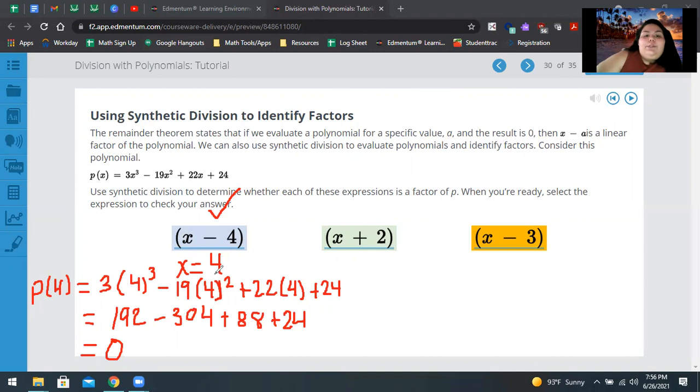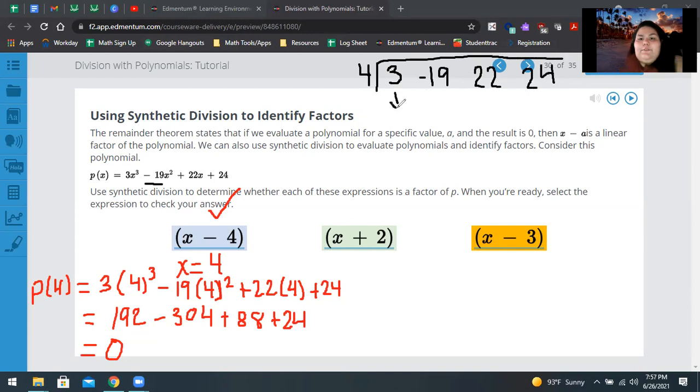So again, we're using that 4 value. So I'll bring it up over here at the top. And I'm going to write all my coefficients for the dividend here. So we're starting with the highest power, which is x cubed. So the coefficient for x cubed is 3. After x cubed should be x squared, and the coefficient for x squared is negative 19. So we'll have negative 19 here. The coefficient after x squared should be x, which is 22. And then we should have a constant 24.